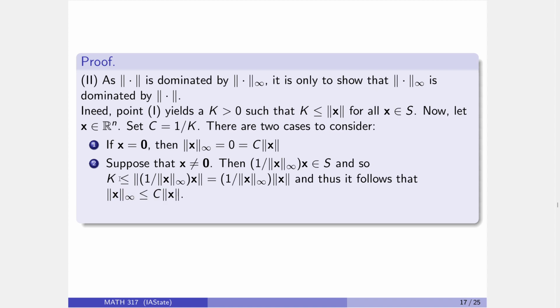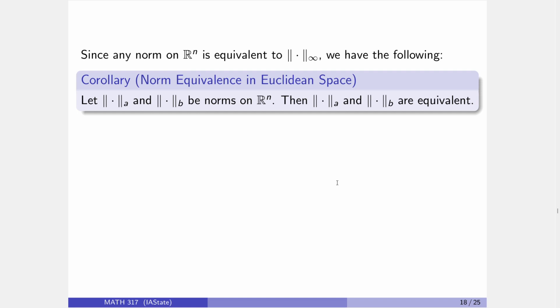If it's non-zero, then I could divide out by its infinity norm length, which lands me in the set S. And so we know that that's greater than k, but we can factor out this scalar, and it's strictly positive, so I can multiply both sides by it, and then arrive at this. Note that you divide the k over. So, regardless, we find that the infinity norm is dominated by the norm. Beautiful. And that takes care of the proof.